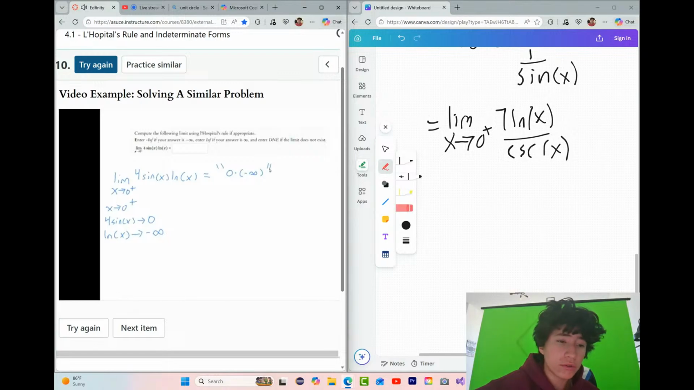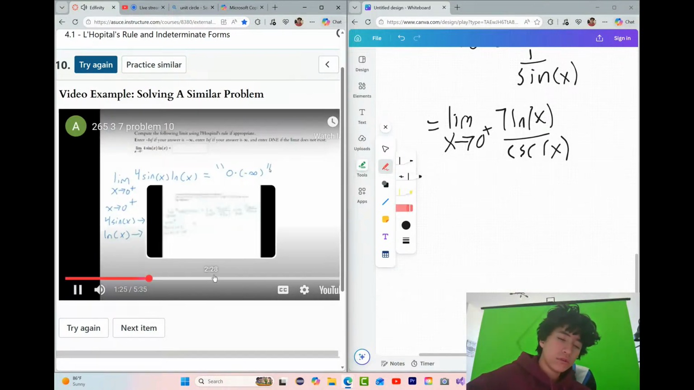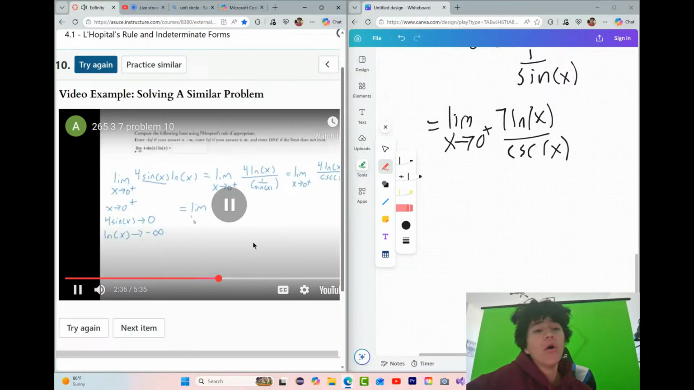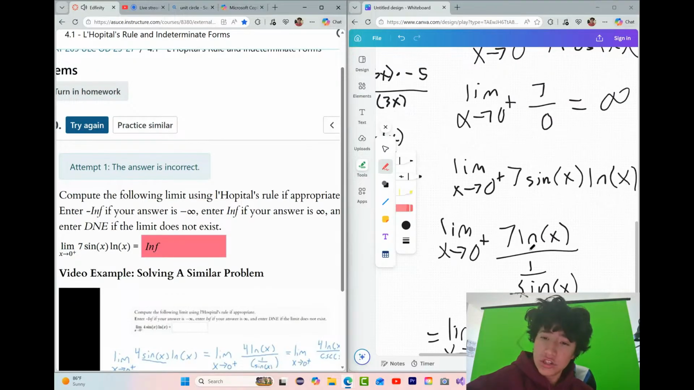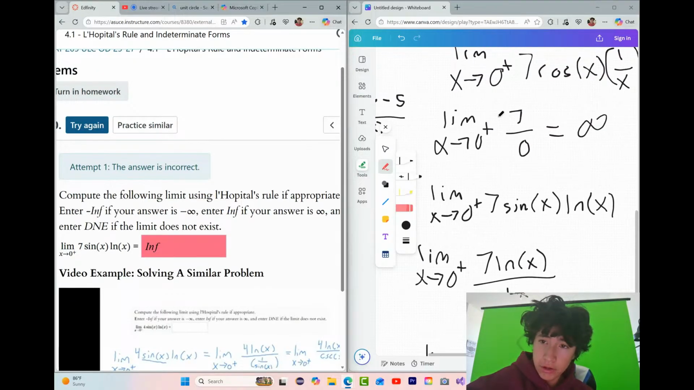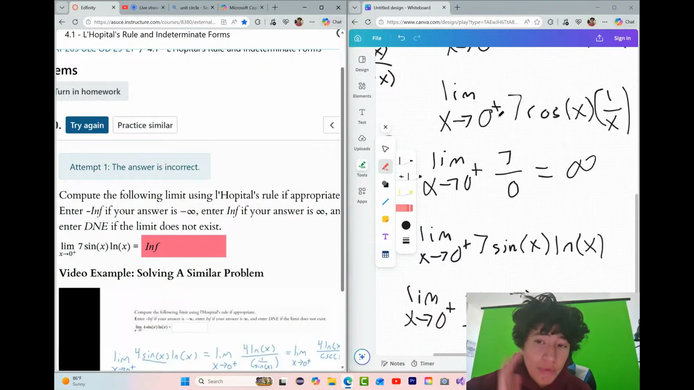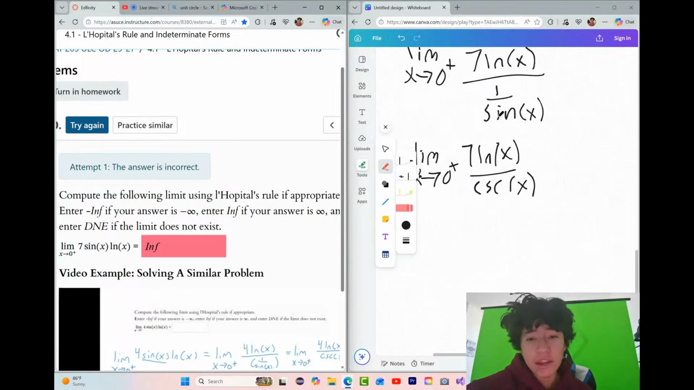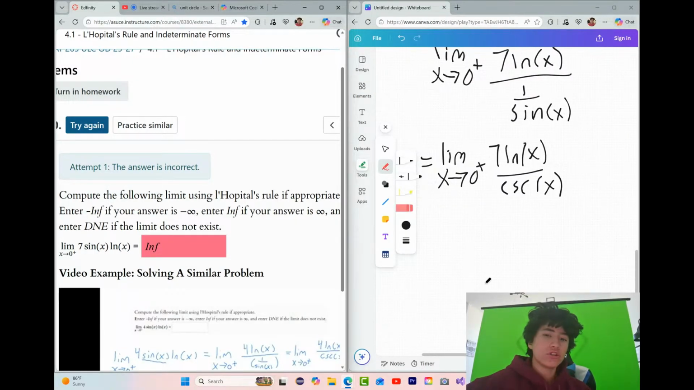We've got to put it in a quotient. Oh, gotcha, I see. So what we have over here is an indeterminate product, but not in an indeterminate form. So here we've got to put it in an indeterminate form, and then we can apply L'Hopital's rule. I think that's what we got wrong then.